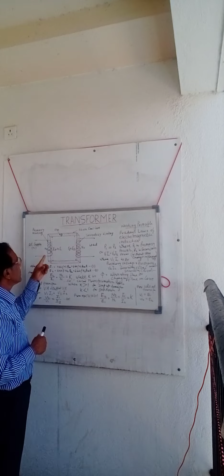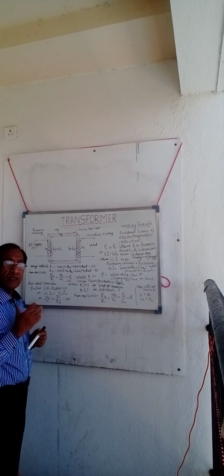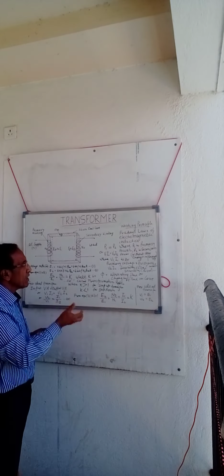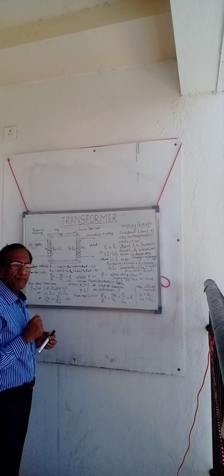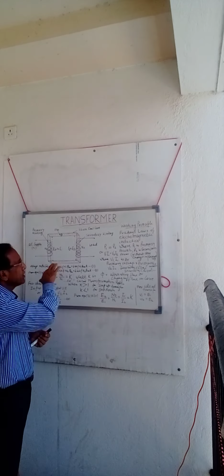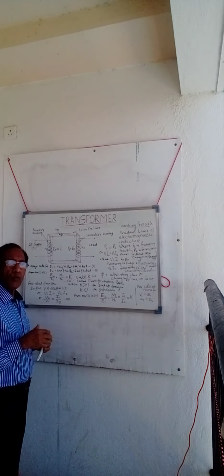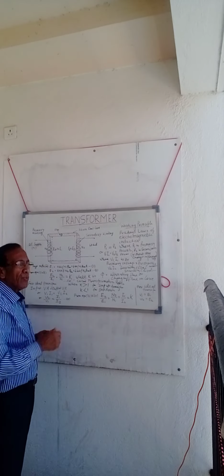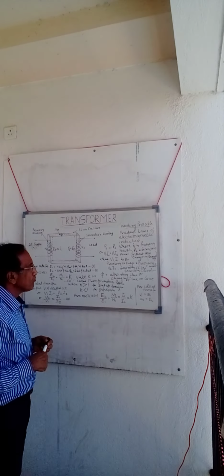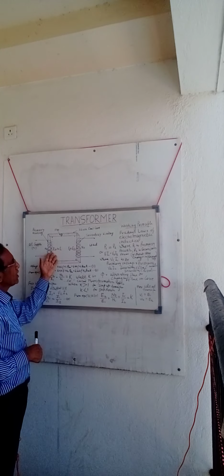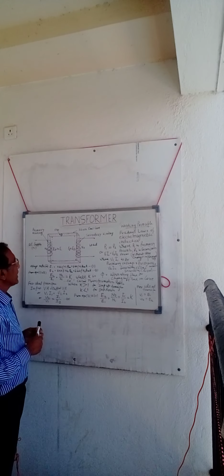Similarly, if the number of turns of the primary is 100 and the number of turns of the secondary is 10, then the step down voltage will be 1/10 of the primary voltage. In this way, the step up and step down function is clear.